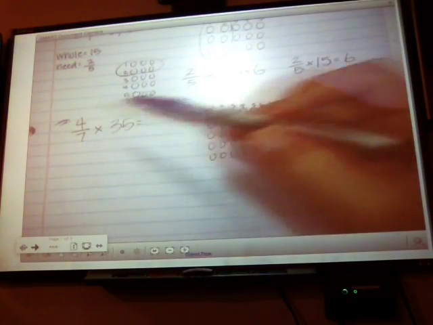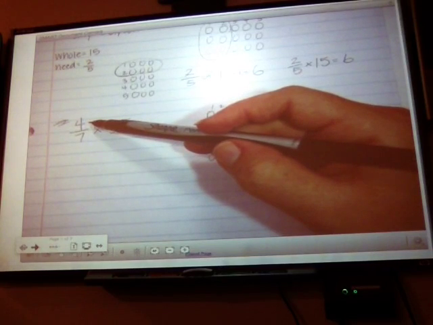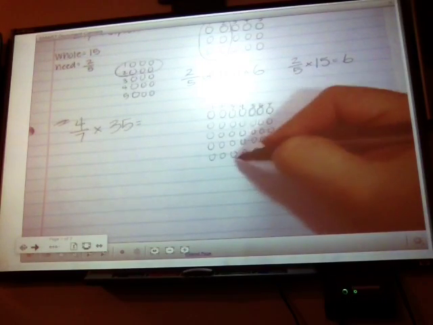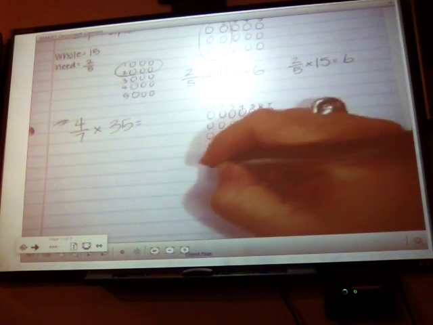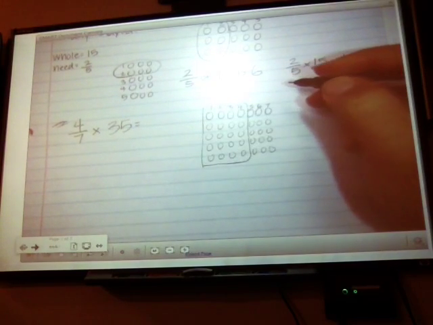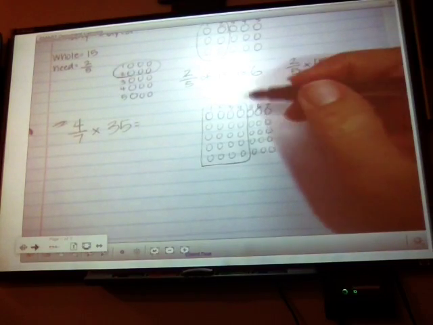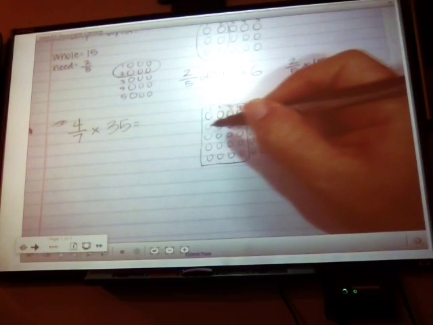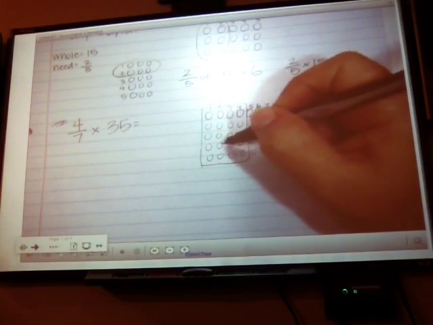I've got 7 groups. How many of my 7s am I going to circle? 4. 4 of my 7. 1, 2, 3, 4. Look right here. Thank you for looking up here. That's why it's smart to really look at your numbers and to draw your numbers. So then we're going to count 1, 2, 3, 4, 5, 6, 7, 8, 9, 10, 11, 12, 15, 16, 17, 18, 19, 20.